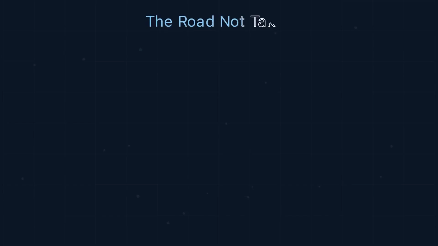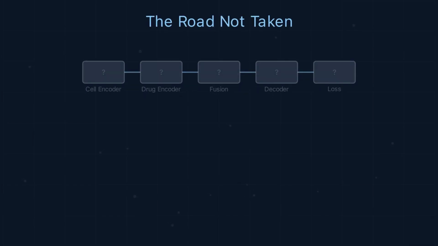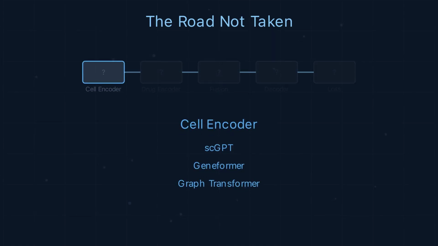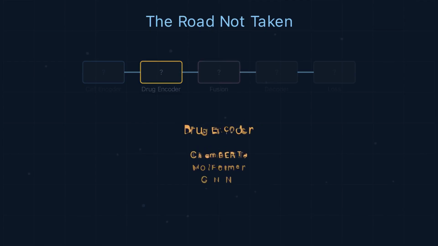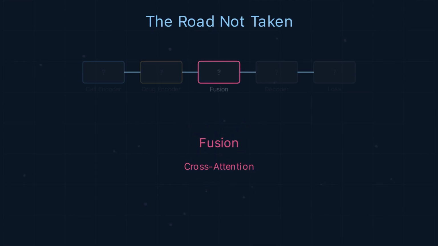Every one of these choices had viable alternatives. The design space is far denser than these three teams explored. For the cell encoder, SCGPT and GeneFormer are foundation models pre-trained on millions of cells. Graph transformers capture long-range gene interactions that GAT might miss. For the drug encoder, ChemistryBERT and Molformer are molecular language models. Graph neural networks learn directly from the molecular graph.